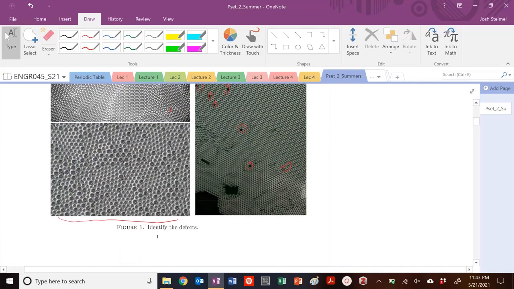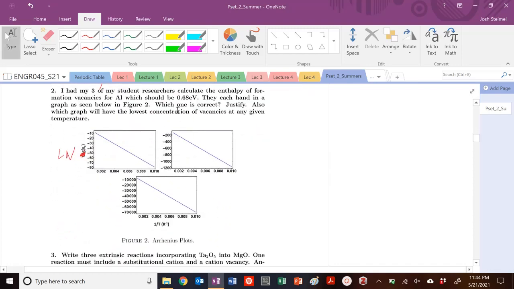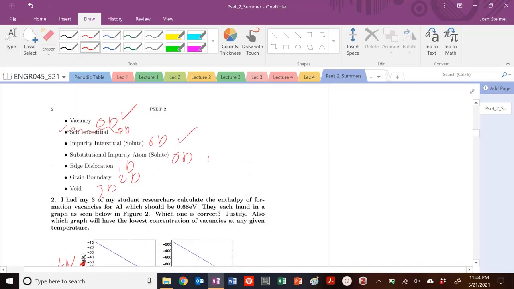Impurity interstitials can be either smaller or larger. There are lots of impurity interstitials here. If we assume that these small atoms are our host lattice, this is an impurity interstitial, this is an impurity interstitial, this is an impurity interstitial. Here we actually see a substitutional impurity as well, and you can see tons of those.